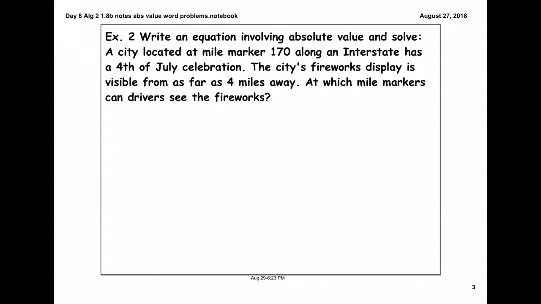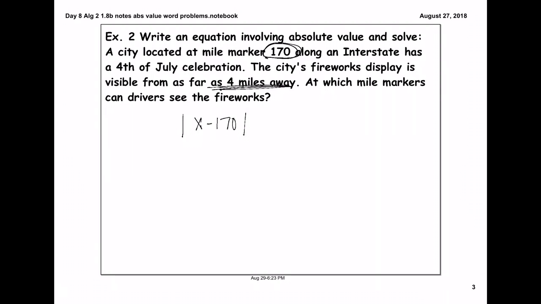Example number 2 says, write an equation involving absolute value and solve. A city located at a mile marker of 170 along an interstate has a 4th of July celebration. The city's firework display is visible from as far as 4 miles away. At which mile markers can drivers see the fireworks? So we have an absolute value, so we're having a fireworks show, and it's at 170 mile marker on the interstate.